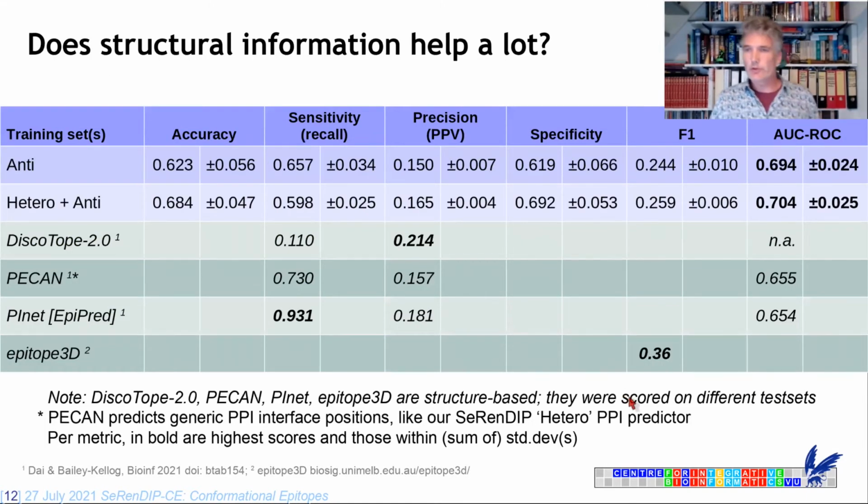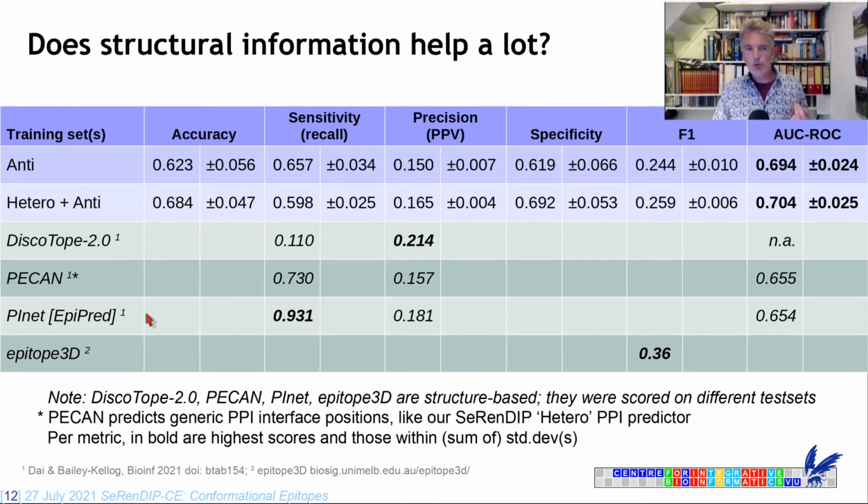Now, since this is 3D-seq, you would also like to know, does structural information actually help? And I've taken here both models. And here I'm comparing this with a couple of structure-based epitope prediction models. These are the best ones I could find in literature. This is our antibody trained model, and this is our combined heteromeric and antibody trained model. These values are the same as what you saw before. Then I've looked at Discotope, Pecan, and PINet as benchmarked by Day and Bailey Kellogg this year.